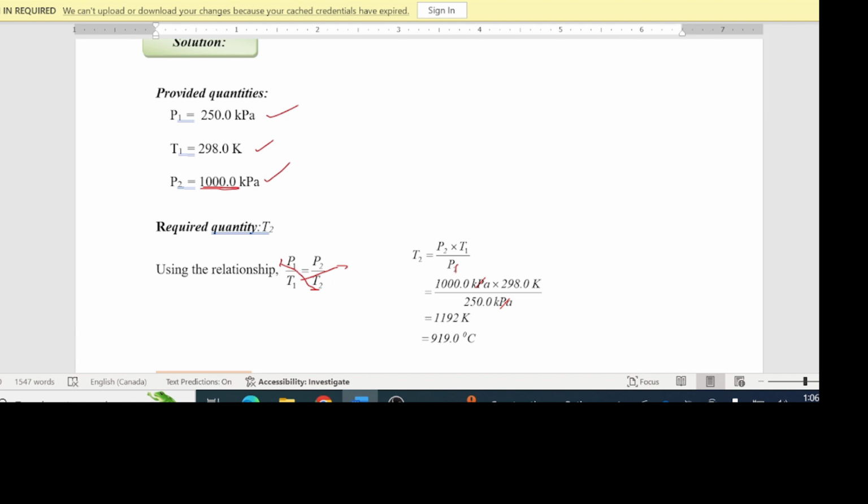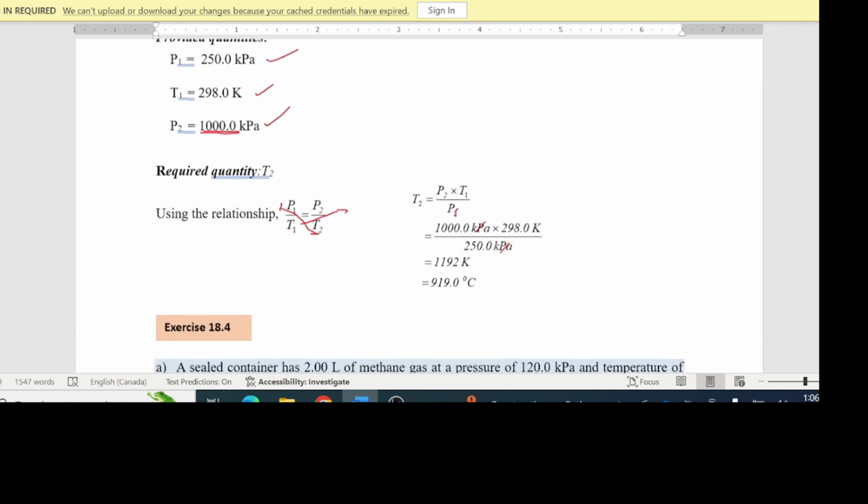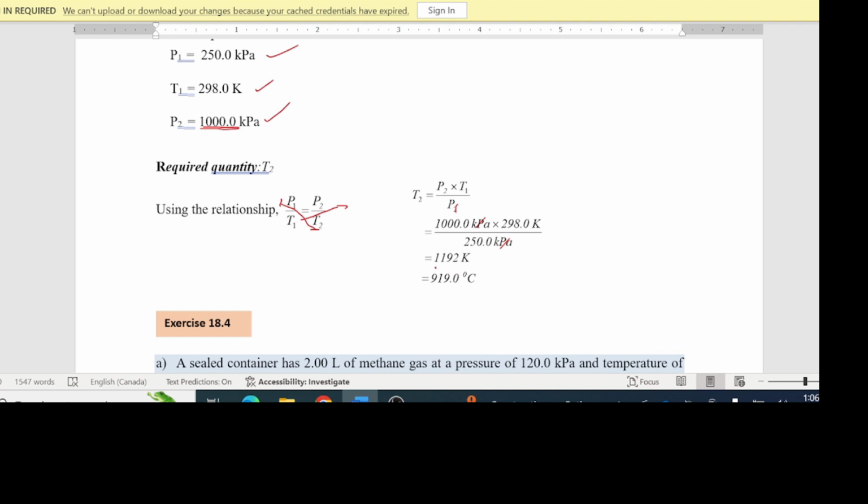So you insert those values, and you find that you get that value in Kelvin. Then you subtract 273 from that to get the temperature in Celsius. So at 919 degrees Celsius, that's when the valve will open. So that's the maximum temperature you can heat it to. Any temperature below that, the cylinder of gas will be safe.